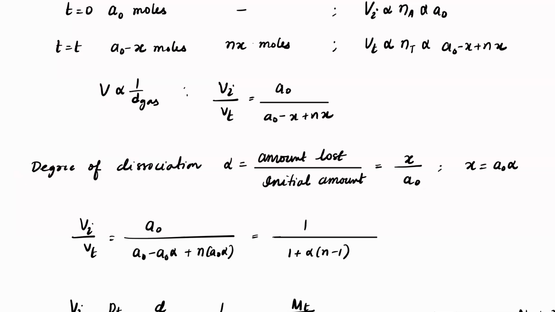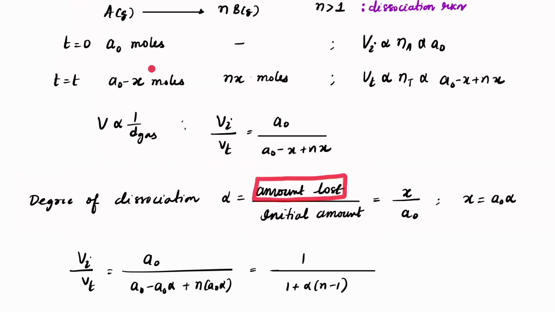Degree of dissociation, alpha, means how much is the amount that is lost. In this case, x is the amount lost by the reactant, divided by the initial amount of the reactant, which is A naught. So alpha is the fraction of the amount that is lost, equal to x divided by A naught, which makes x equal to A naught alpha.